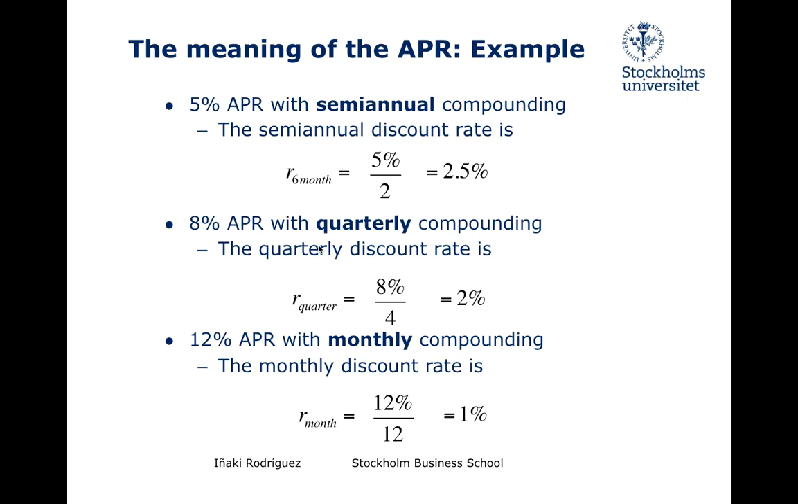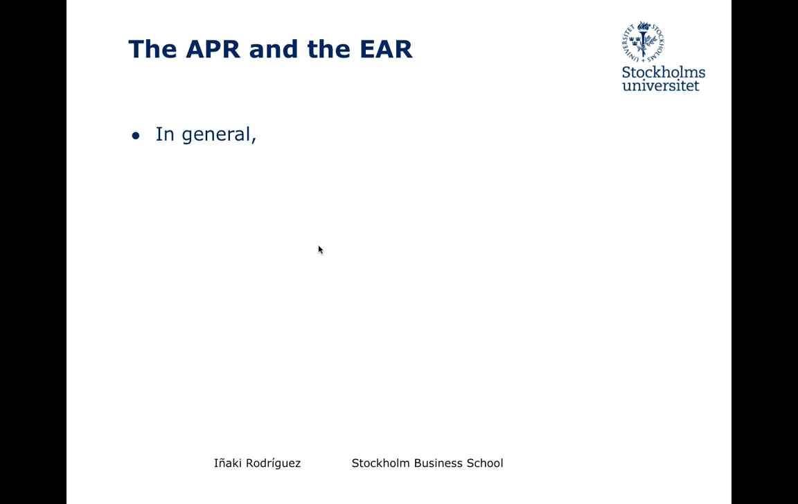Anyway, in all the above cases, we obtain an associated discount rate which applies to the period mentioned when stating the frequency of compounding of the APR, by dividing the APR by the number of such periods in 1 year. Mathematically, this last general statement can be formulated like this. That is, the APR divided by the number of times that it is compounded per year gives the discount rate associated with the compounding period.